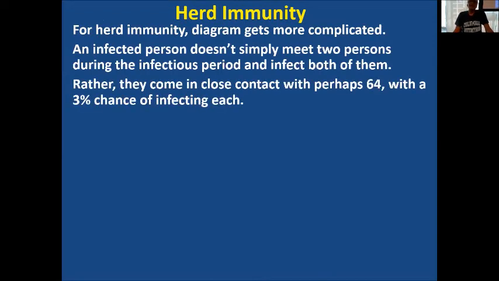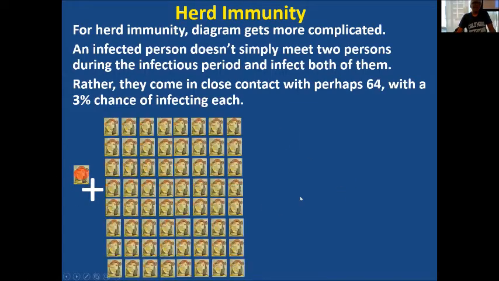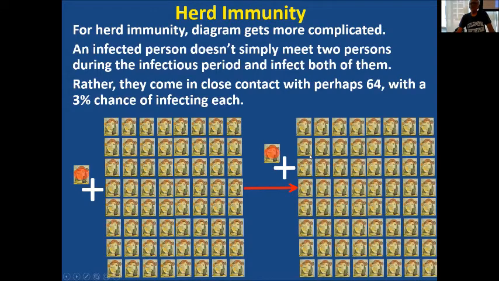So they say, for instance, maybe they come in contact with about 64 people and a 3% chance of infecting each person. So if you have a 3% chance of infecting each of 64 people, on the average, you're going to be infecting about 2 people. And so this is what is shown in the diagram. So you have an infected person and you put them with 64 people, 8 times 8 here, and they're not going to infect all of them. They're going to infect a couple of people.